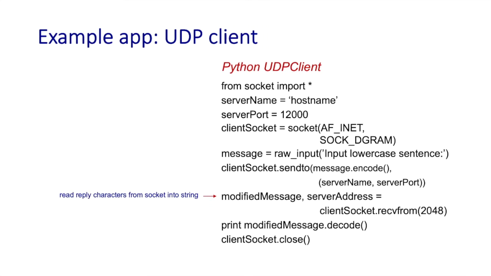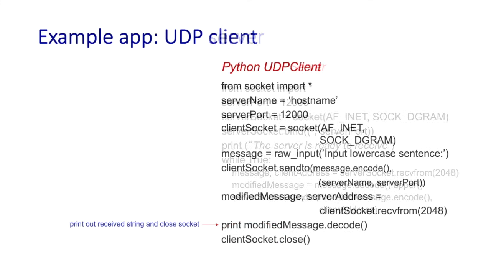The client then reads a reply back from the server using the recvfrom method. Note that the socket being received from, clientSocket, is specified here, and the recvfrom method returns both the message and the IP address of the sender of this message. The client then prints the message and closes the socket with a call to the close method, again specifying the socket, clientSocket, to be closed.